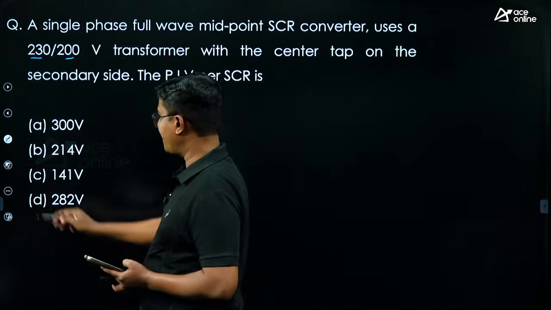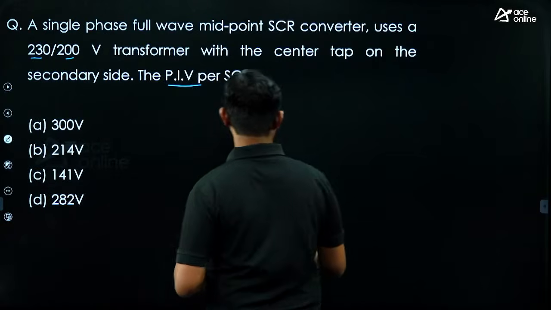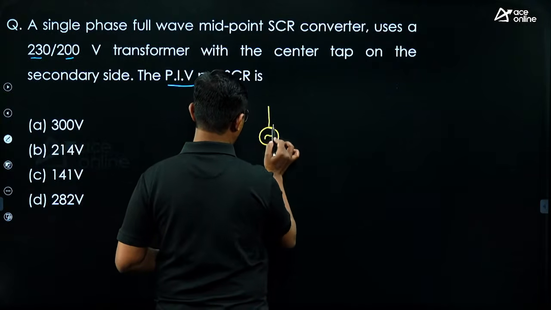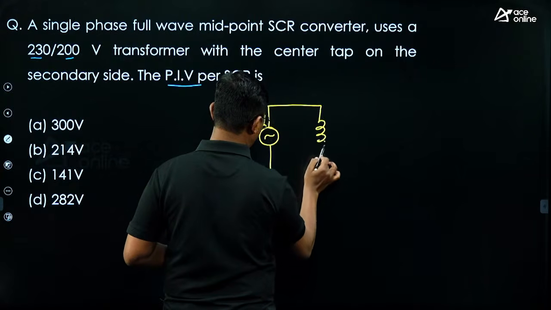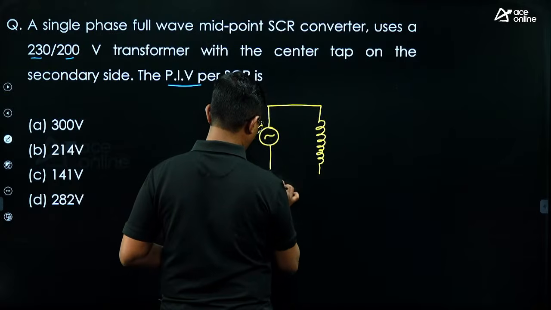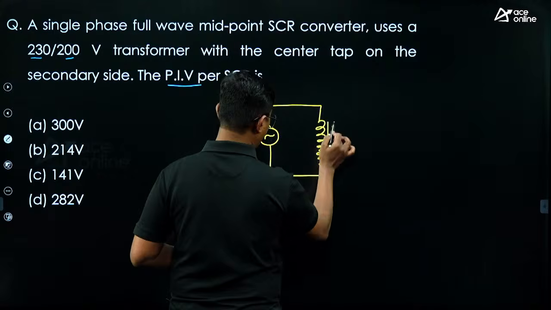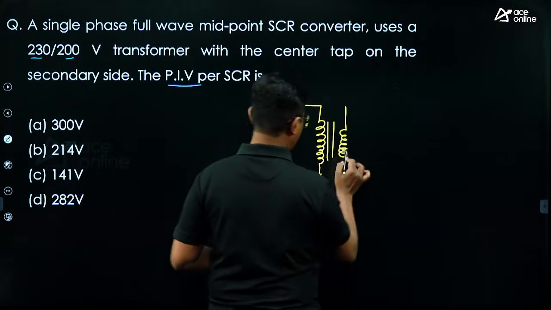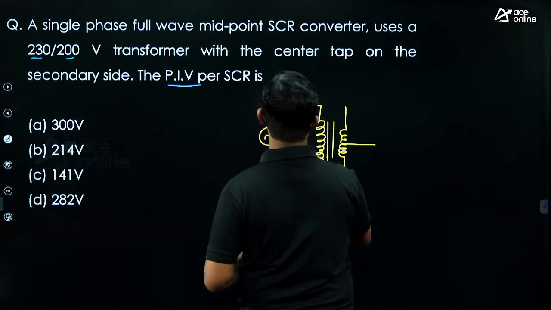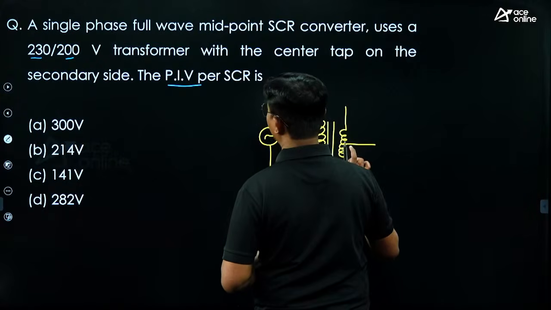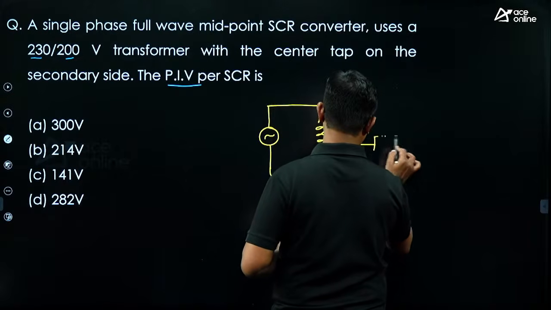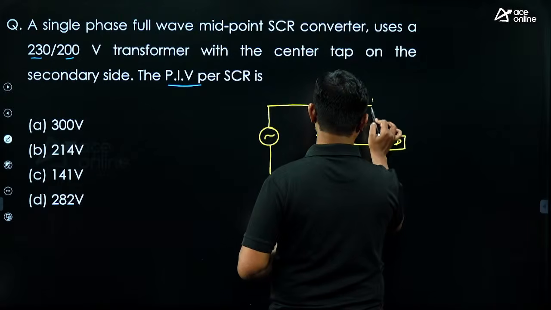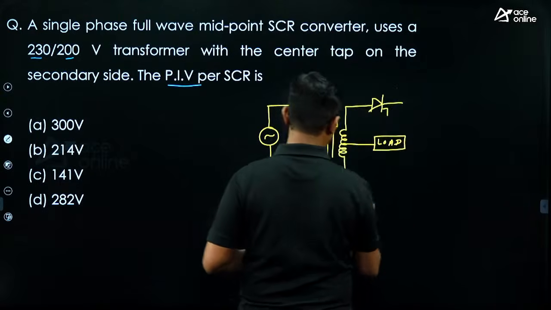Can anyone? Your circuit is like this, a midpoint rectifier, and here you are having the load. Okay, the load they have not mentioned, na. No problem. So simply let me mark it as load. And here we are having the SCRs T1, T2.